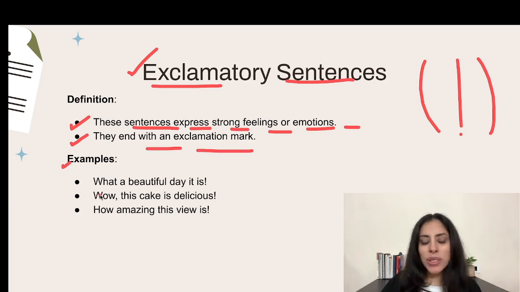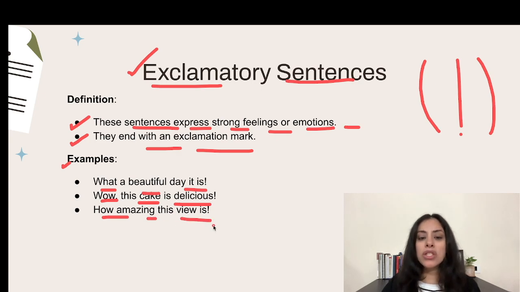So, some examples. What a beautiful day it is! Wow, this cake is delicious! How amazing the view is! So, it depends on the placement of the exclamation mark as well. Sometimes if you're using a particular word which gives emotion in the front, then you're going to use the exclamation mark over there. For example, if it says, "Bravo, you did a great job," then the exclamation mark is going to be after "bravo," not at the end. At the end, we'll just put a full stop.